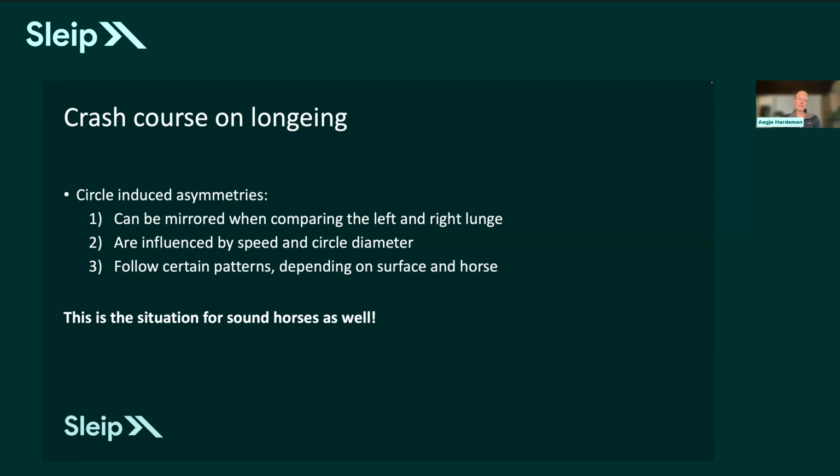What is true about these circle-induced asymmetries? So first of all, you want to be able to mirror them between the left and the right lunge. So as much asymmetry to the left on the left side as to the right on the right side. These asymmetries are influenced by speed and by circle diameter, and they follow certain patterns. And these patterns depend on horse and they depend on surface. So again, quite a lot of biomechanical knowledge that you need to be able to interpret your data properly.